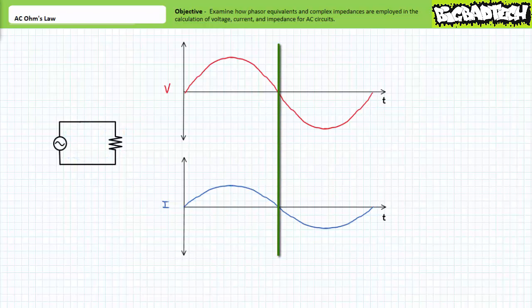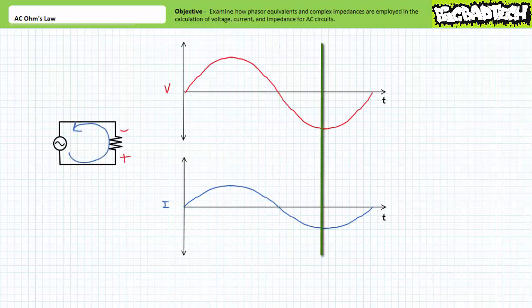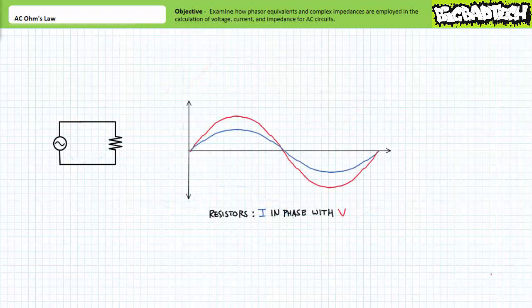Again, when no current flows through the resistor, there will be no voltage drop across it. If maximum current flows through the resistor, bottom to top, there will be a maximum voltage drop across it, positive to negative, bottom to top. In summary, current through a resistor will always be in phase with the voltage across it.